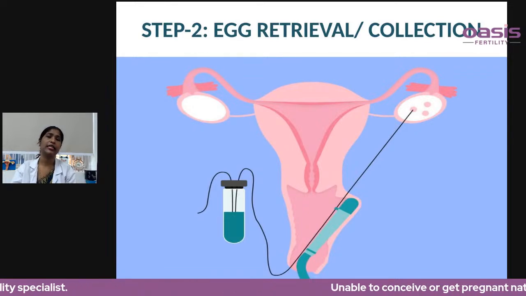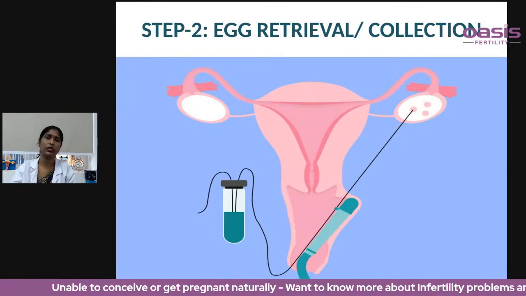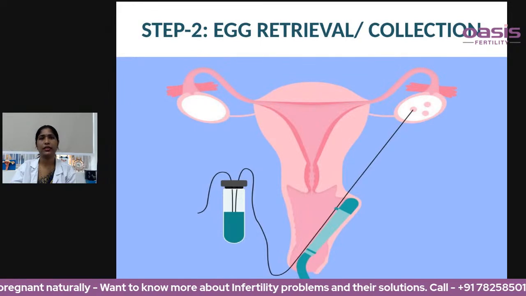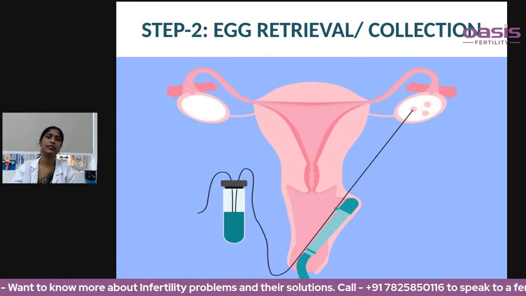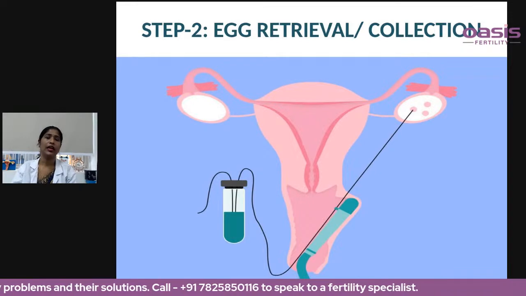The procedure generally takes 15 to 30 minutes. After the procedure, the woman stays in the observation room for 2 to 3 hours, and when she's comfortable, she can go back home. The procedure is done vaginally. There is no cut abdominally. So the woman is absolutely fine because she's under general anesthesia or light sedation, and she can go back home the same day.